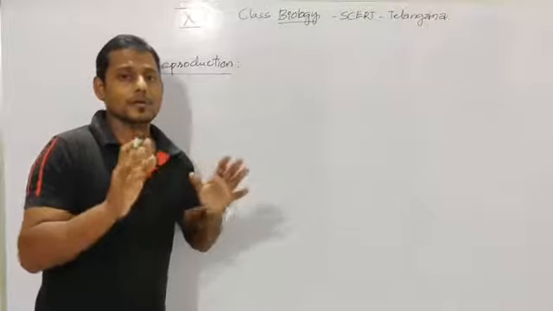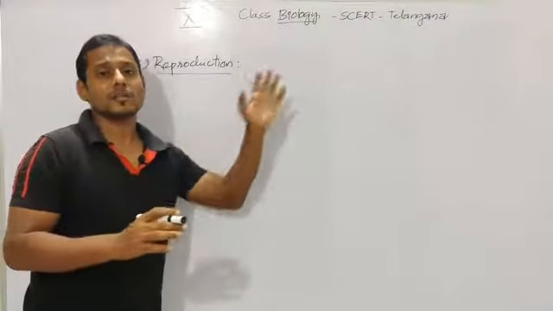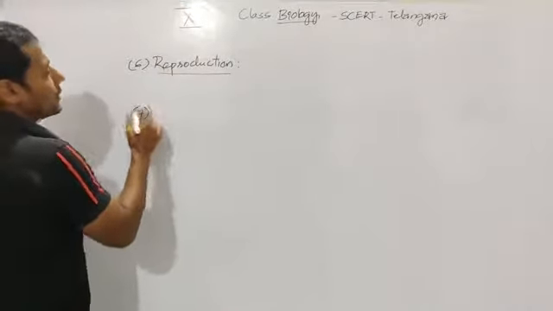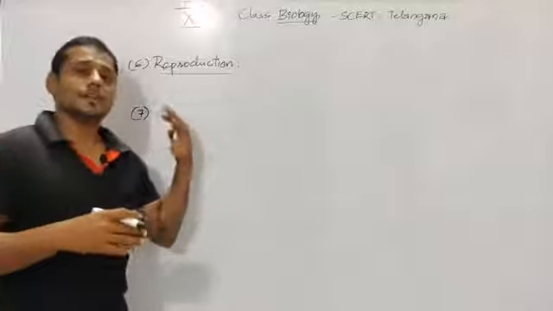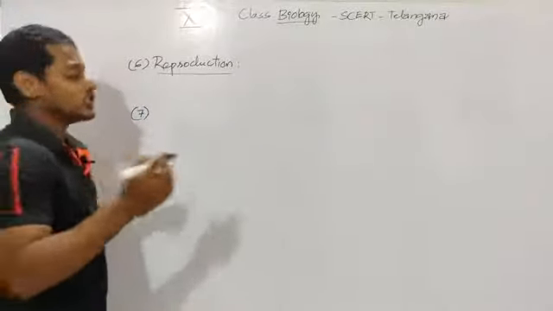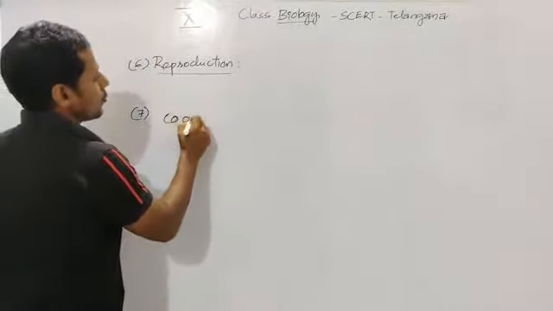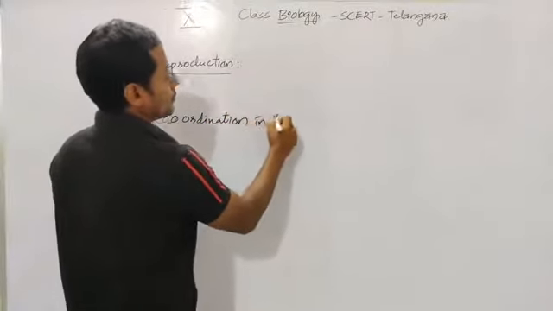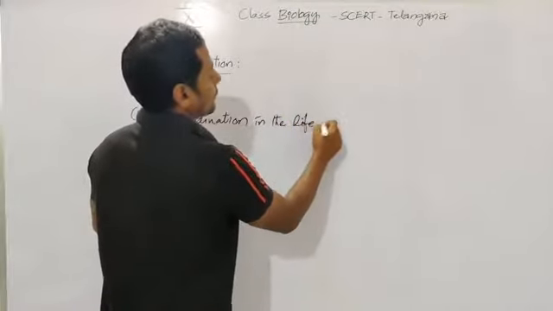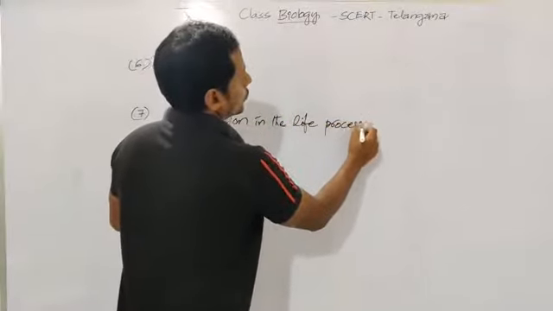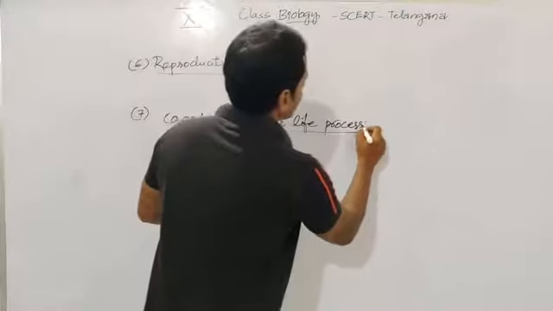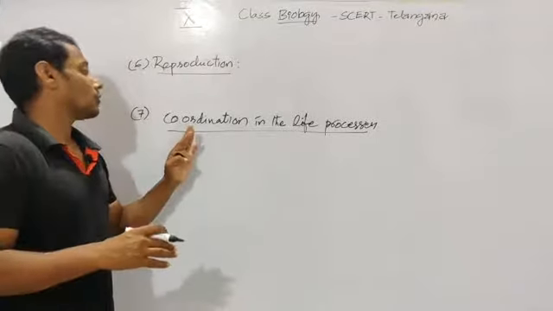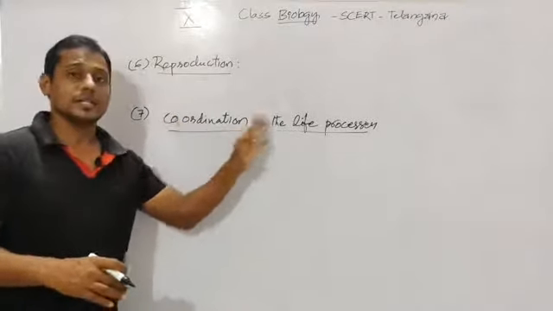So reproduction, always it is a very important life process in the living beings, isn't it? And the 7th one, again what we have seen in coordination, that we are going to see in the 7th lesson in detail: coordination in the life processes. So what we have learnt in the previous chapter, coordination, that we are going to learn more and more in the 7th unit, that is the coordination in the life process.